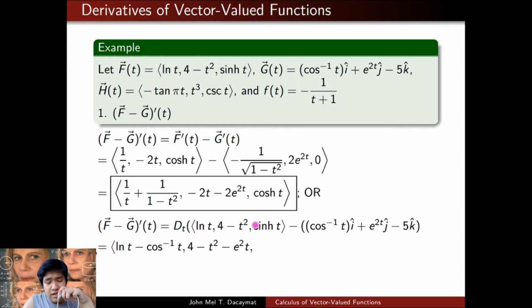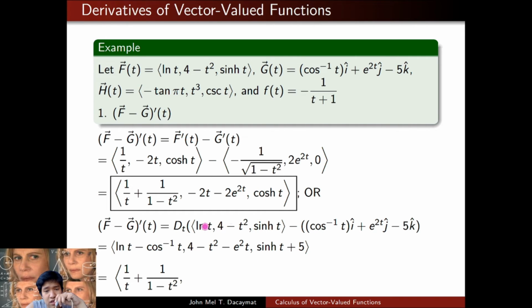Then the third component is sinh minus negative 5, or that's sinh plus 5. Derivative nito, nakalimutan ko yung dt dito. Pasensya na po. So, differentiating this, first component becomes derivative ng ln minus derivative nito. So, I get this one.